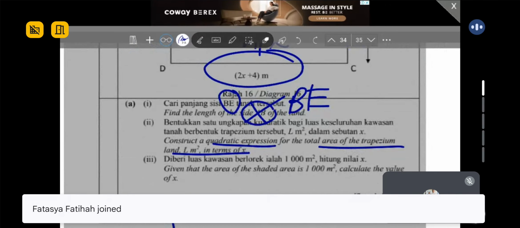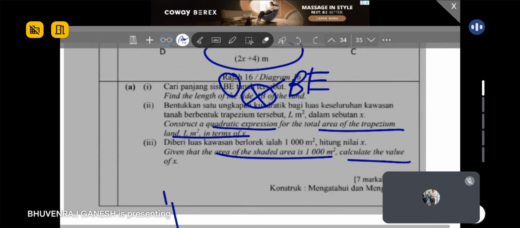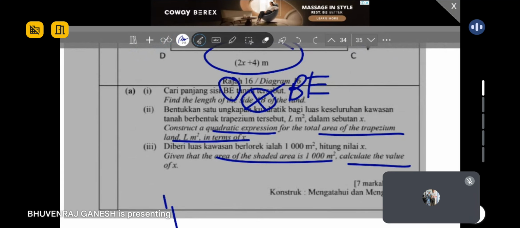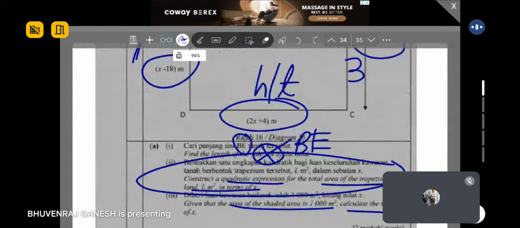Okay, we see question number 3. Soalan ketiga. Okay, so for question 3, they tell you area of shaded region is 1,000. So maksudnya, jawapan kedua kamu samakan dengan 1,000 sajalah. Okay, just equal your answer to 1,000. So then you have to find your X value. Cari nilai X. Okay?